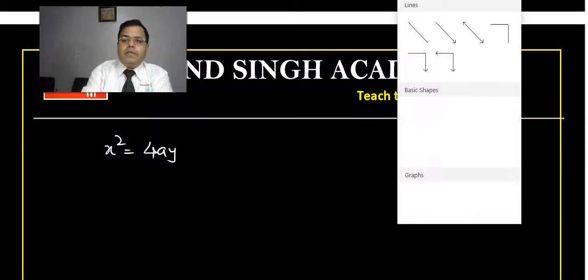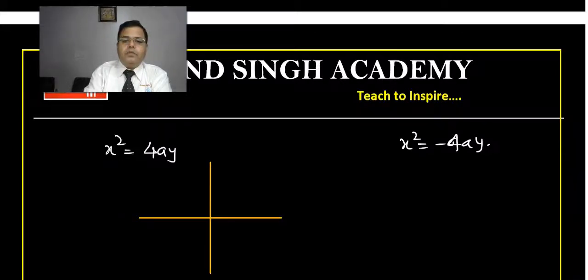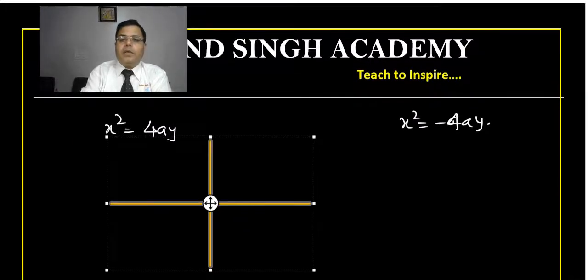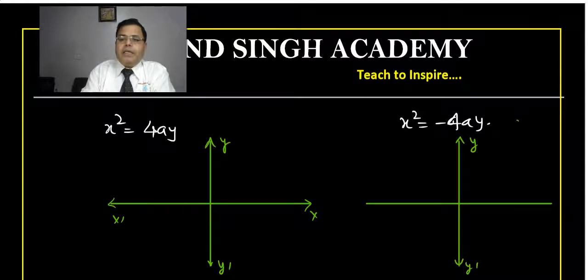So this one is a parabola, and the next one is another. This is the y-axis, this one is y dash, this is the x-axis, and this one is x dash. This one is the y-axis, again y dash, and this one is the x-axis and x dash. So if x square is equal to minus 4ay, the parabola will be downward, passing through the origin. I am not able to draw it properly, but let me try.